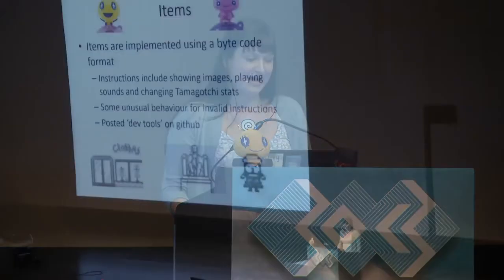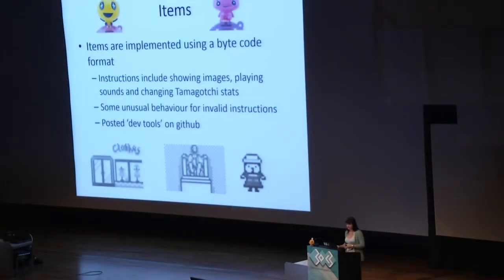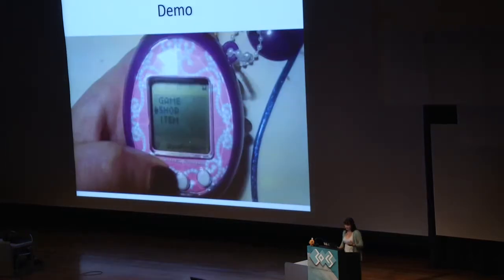So I played around with this a bit, and I found out it was in a bytecode format. And you could do things like display an image on the screen, play a sound, and you can also change stats. So for example, when your Tamagotchi sees Abraham Lincoln, it gets really, really happy. But there was nothing really useful in there. There was some unusual behavior for invalid instructions, but nothing else that I could use to dump the code. But thankfully, I could do some fun things, like make a music video, or make my Tamagotchi do the Harlem Shake.